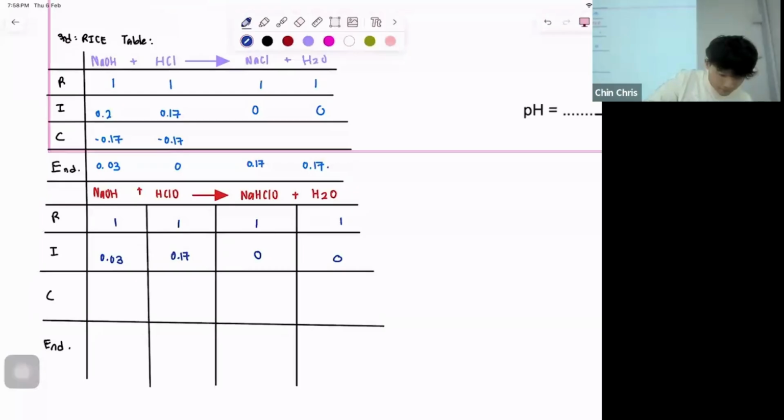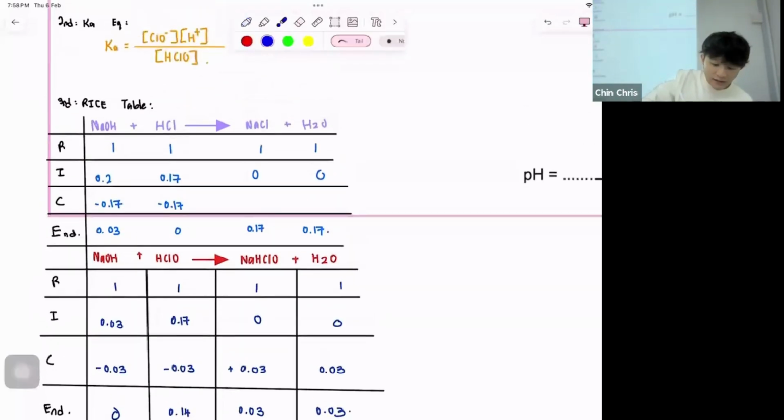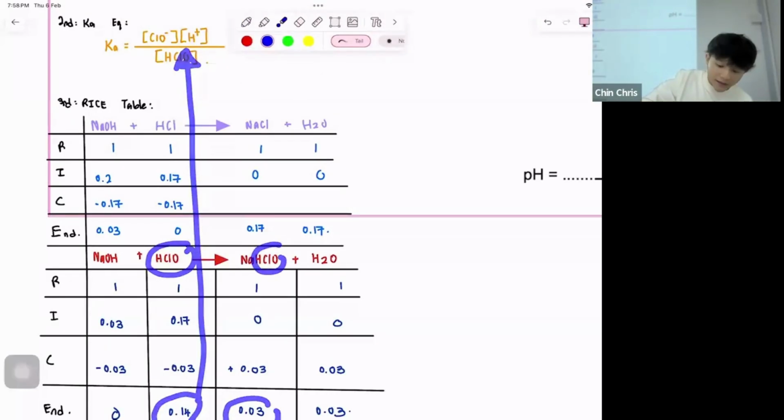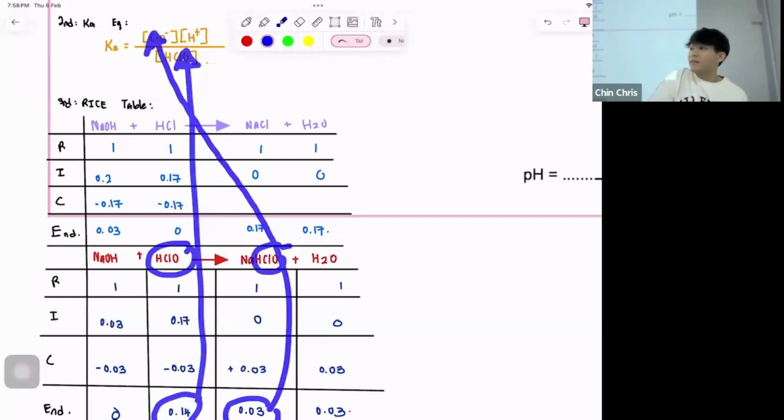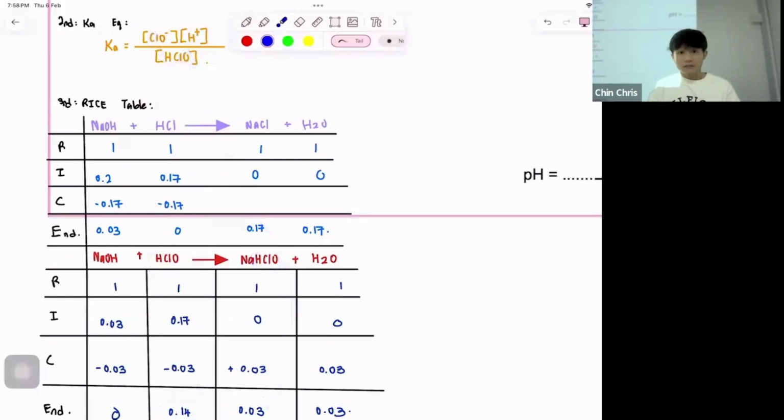Change: minus, minus, plus, plus. Correct. Finally, no more NaOH. HClO is at 0.14. NaClO is 0.03. Now, do you see that? HClO found. NaClO is your ClO minus found. Understand? Then you can plug it in already. Clear?